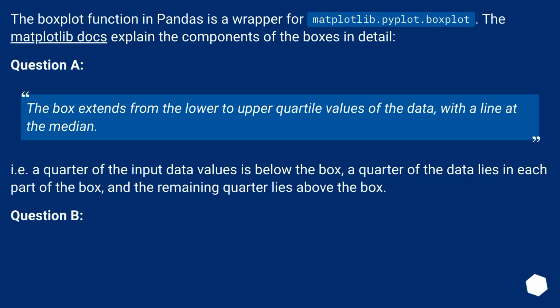Question A. The box extends from the lower to upper quartile values of the data, with a line at the median, i.e. a quarter of the input data values is below the box, a quarter of the data lies in each part of the box, and the remaining quarter lies above the box. Question B.